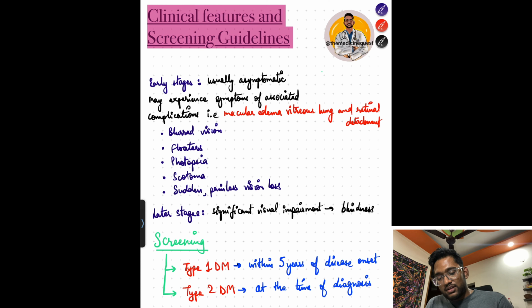Now, screening: there are only two statements which we need to remember. For type 1 diabetes, the screening for diabetic retinopathy is to be done within 5 years of the disease onset or when the disease has been diagnosed. In type 2 diabetes mellitus, we have to screen for diabetic retinopathy at the time of diagnosis.